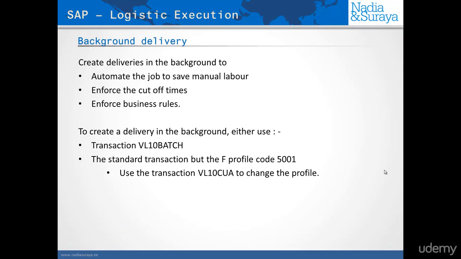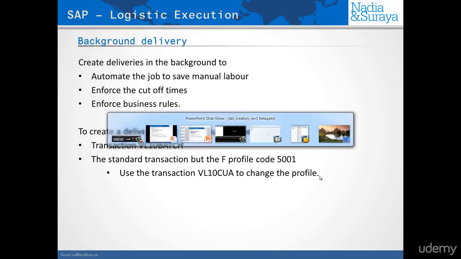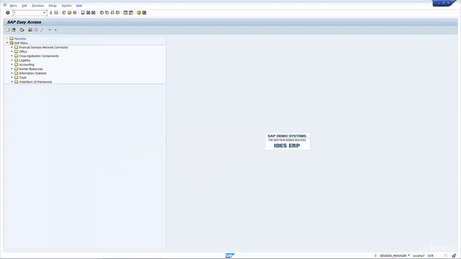In this video, we're going to have a look at why we use the transaction VL10 batch. We actually use this transaction to create the deliveries in the background. We'll also have a look at something called the F code, and we're going to use the F code 5001 to do it. Now, it's important because when we look at the normal transaction, if we were to run it using VL10 A, B, and C in the background, you'll notice that the system actually doesn't create the deliveries. Let's have a look at why.